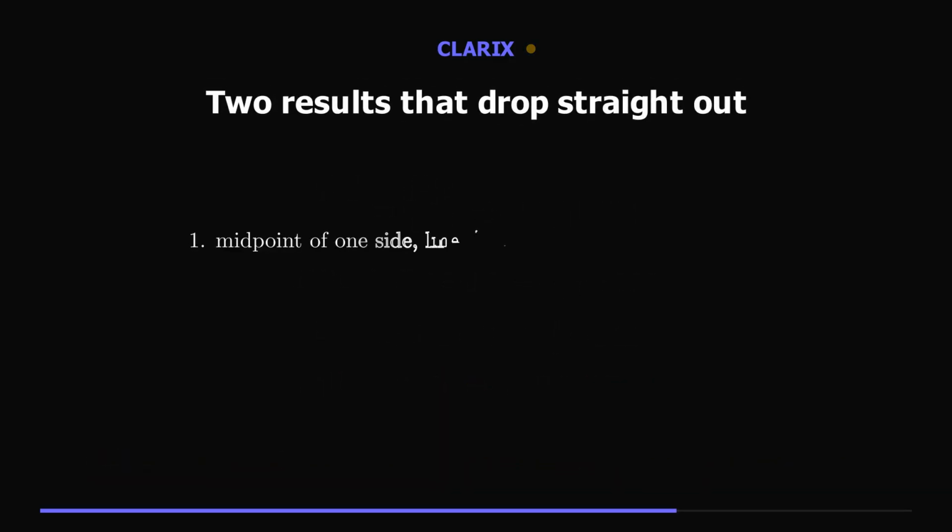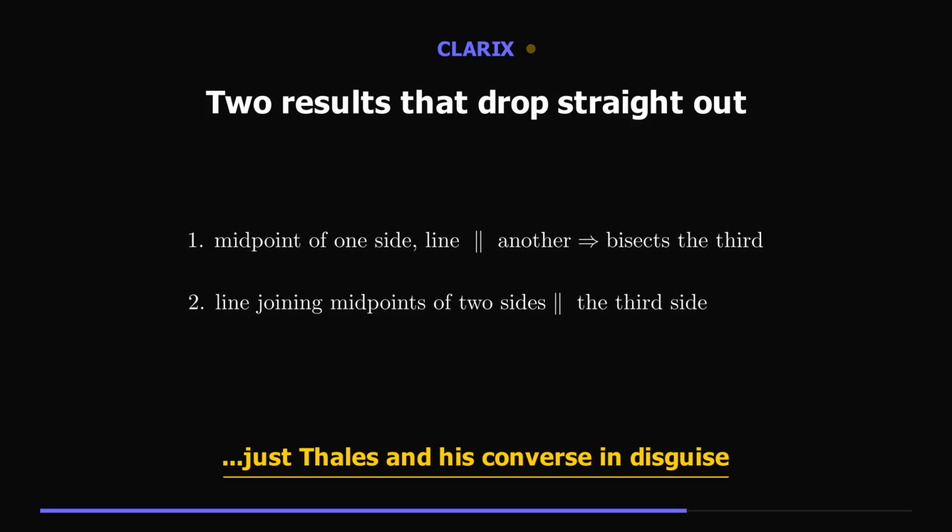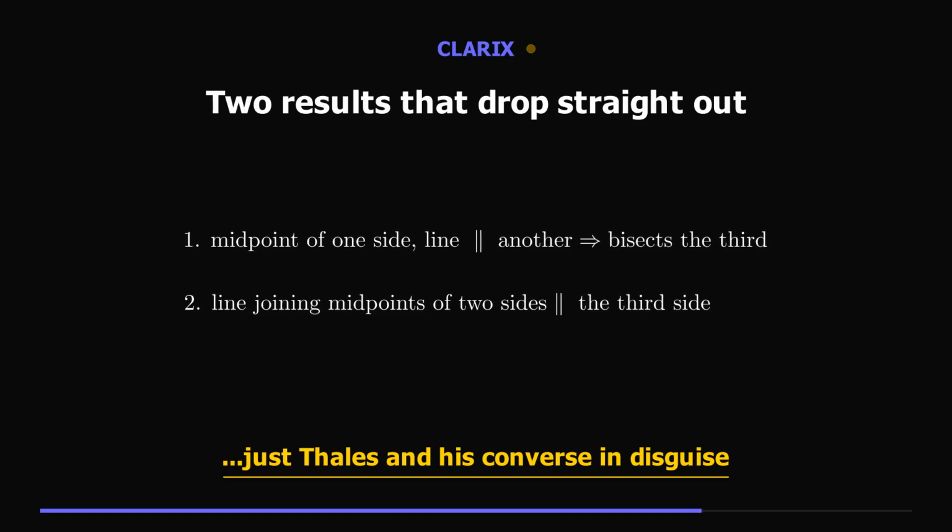Two famous results drop straight out of this. First, a line drawn through the midpoint of one side parallel to another side bisects the third side. Second, the line joining the midpoints of two sides is parallel to the third side. Both are just Thales and his converse in disguise, and you'll use them again and again.